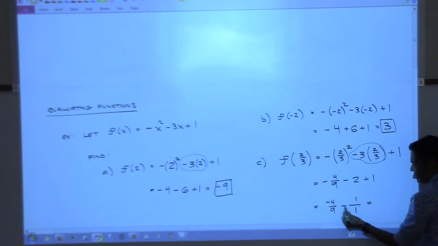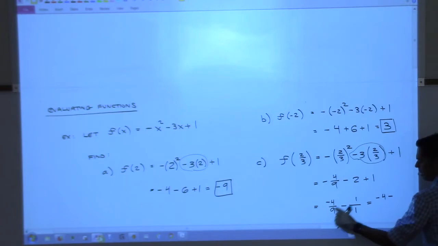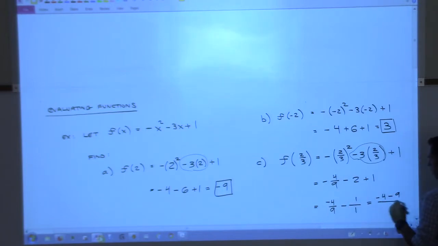So now 1 times negative 4 is negative 4. Minus, because that's a minus sign, 9 times 1 is 9. And then over 9 times 1 is 9. So negative 13/9. That's what I'm getting. Is that okay?